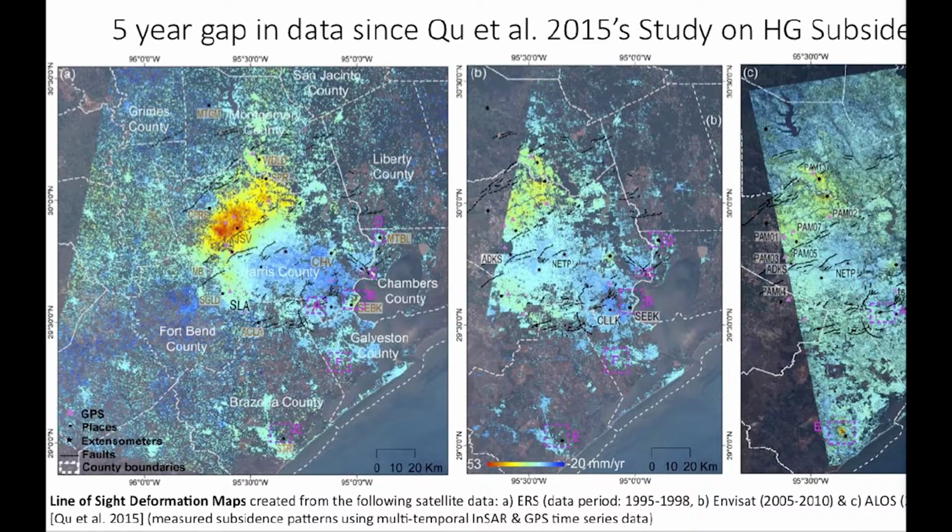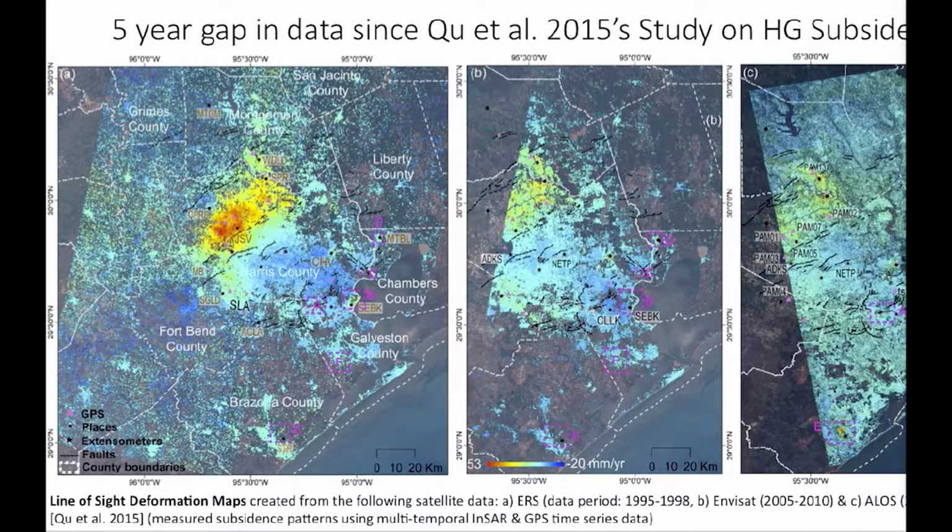But there's still an issue. There's a 5-year gap in data since a study done by Qu and others in 2015 of this land subsidence happening in Houston-Galveston. And as you can see in these orange, yellow areas, this is where subsidence is occurring, mostly in the northwest region of this area. These are basically line-of-sight deformation maps created using the following satellite data from ERS, Envisat, and ALOS from 1995 to 2011.